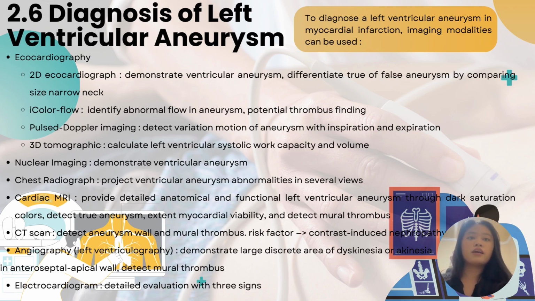Left ventriculography can also demonstrate a large discrete area of dyskinesia or akinesia, usually in the anteroseptal apical wall parts, and also reveals findings of mural thrombus. Another detailed evaluation is chest X-ray. Radiograph in anteroposterior or slight oblique view can also project ventricular aneurysm abnormalities, and in lateral view the aneurysm is often found as a rounded or oval shadow partially or entirely imposed.